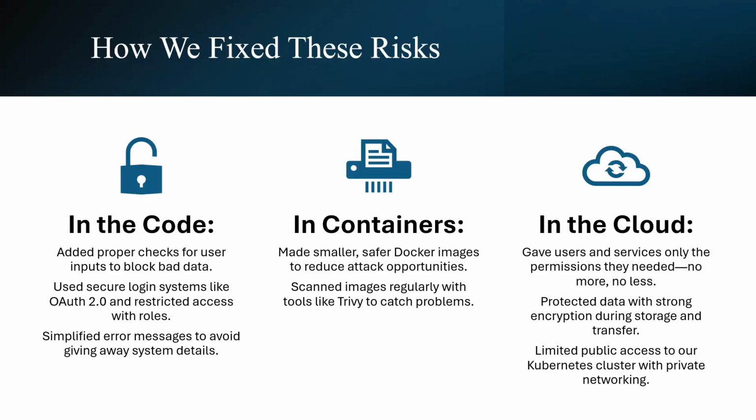How did we fix these risks? To address these risks, we focused on three areas. For the code, we implemented input validation, secure authentication with OAuth 2.0, and role-based access control. For containers, we built smaller, more secure images, ran regular scans using Trivy, and ensured sensitive information was not hard-coded. In the cloud, we applied strict access controls, encrypted all data, and enabled private networking for our Kubernetes cluster.